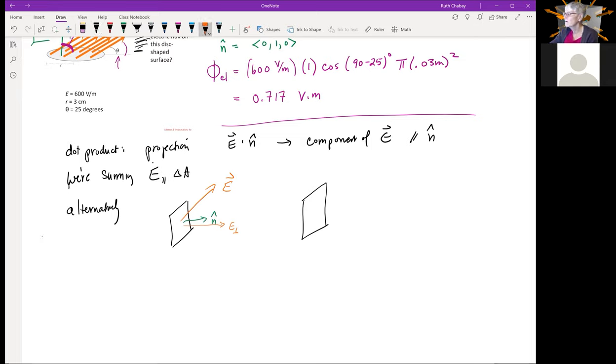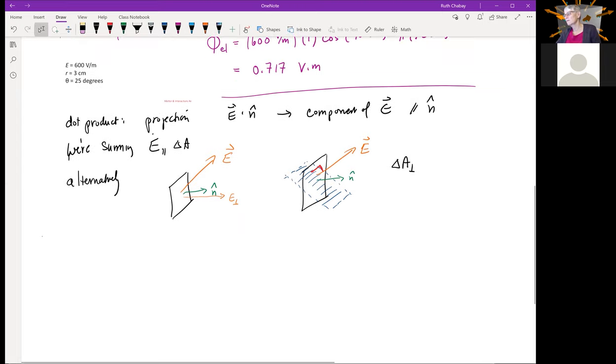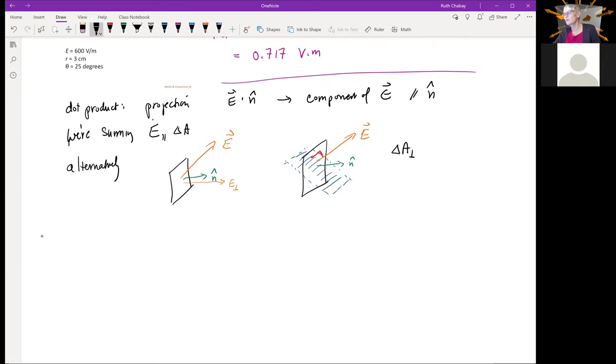So if we have E here, and n hat here, what we're actually doing is projecting this square piece of surface onto an area that is perpendicular to E. So what we did here is we got delta A perpendicular, the projection of the area, the component of area that's perpendicular to E. It's another way of thinking about it. I think thinking about E perpendicular is easier, but there are times when it's useful to think about it that way.